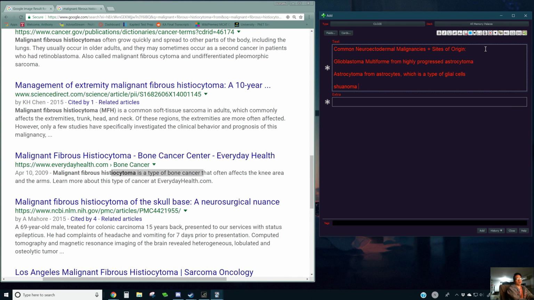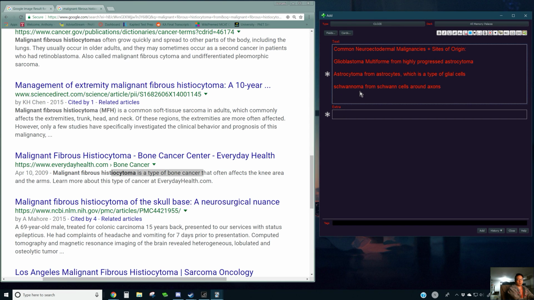Dude, I don't know how to spell schwannoma. But schwannoma from Schwann cells. Alright, I give up. Let's see, how do you spell it? Okay, so actually, schwannoma from Schwann cells around axons. Okay, next one would be Cyclops with Ron from Harry Potter.